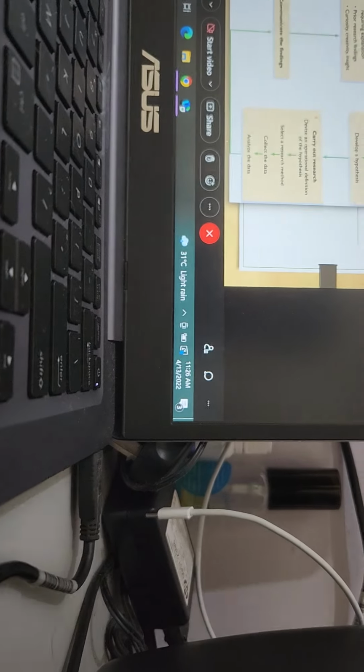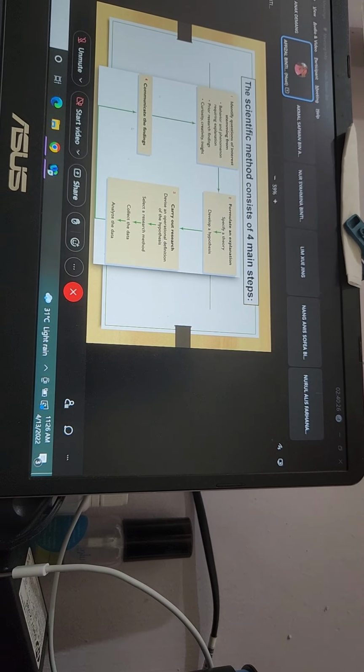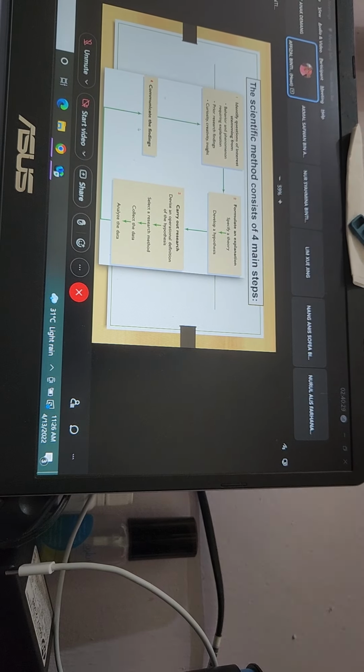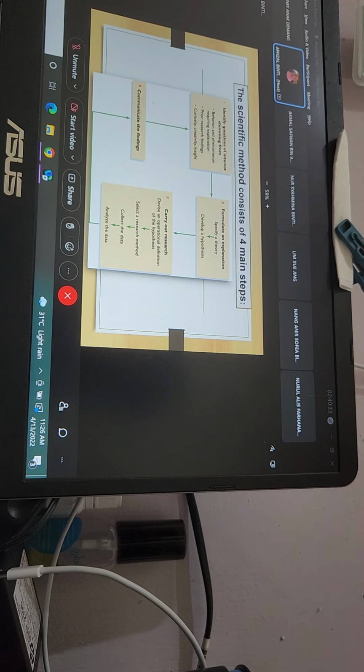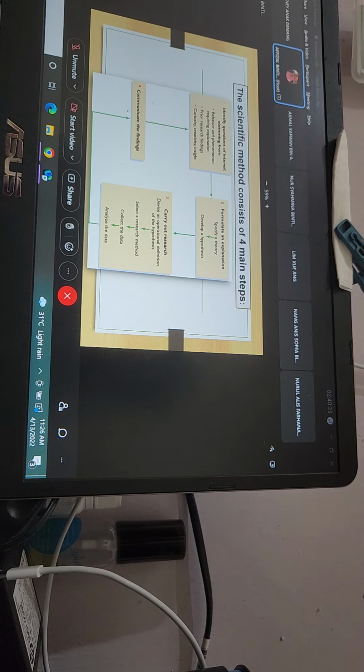Analyze, okay, finish. Then come to the fourth step, you need to communicate the findings. You need to write up the results, make a discussion, make a suggestion, recommendation, and write the conclusion. You need to put it in books. Thesis, you need to put in books. The way you write things in books helps the readers to understand your research and your findings. Then you get marks and keep it in the library.